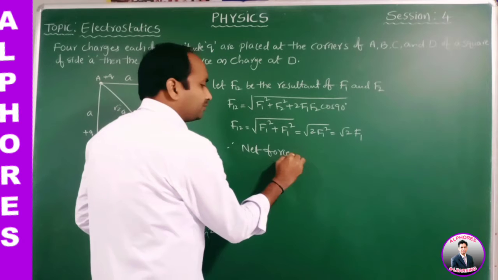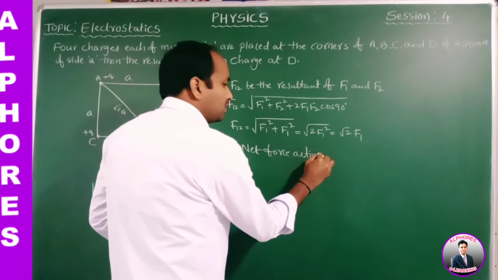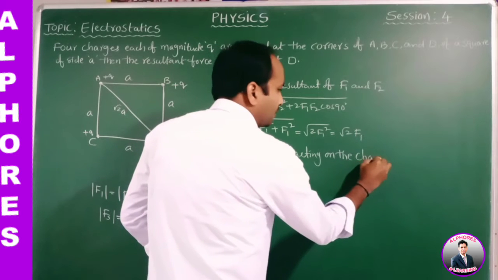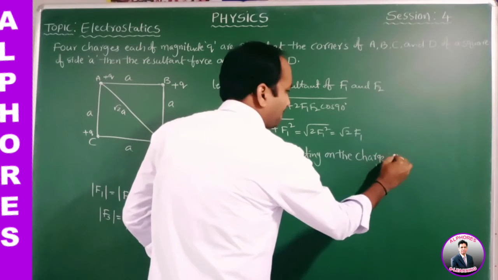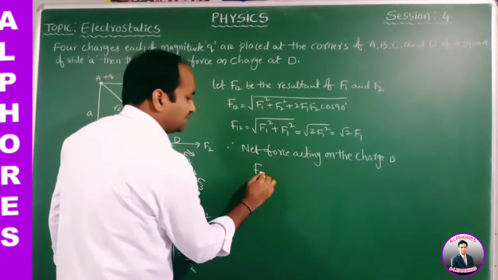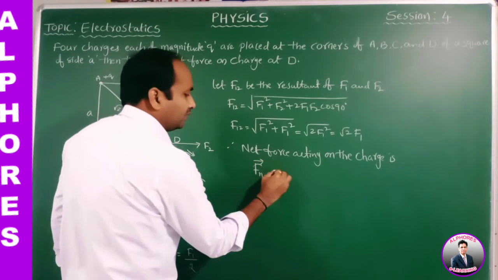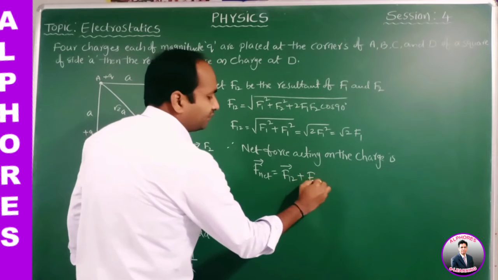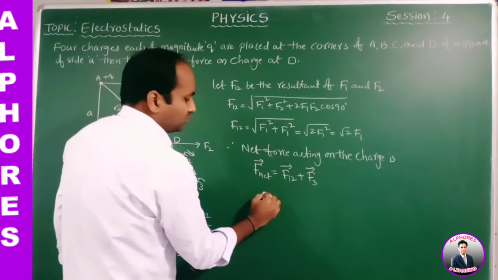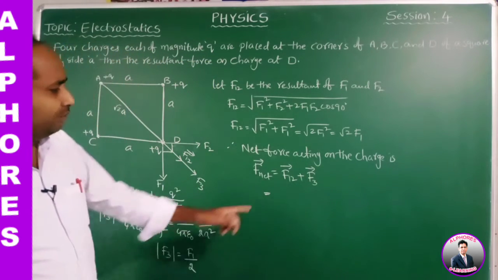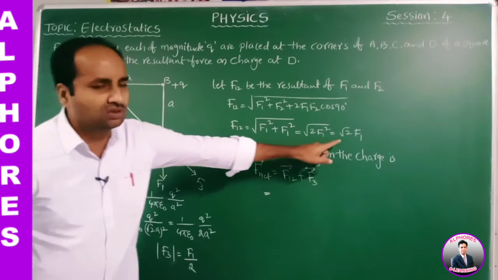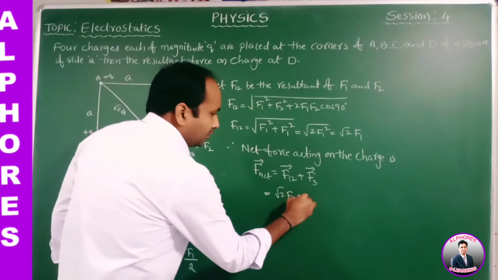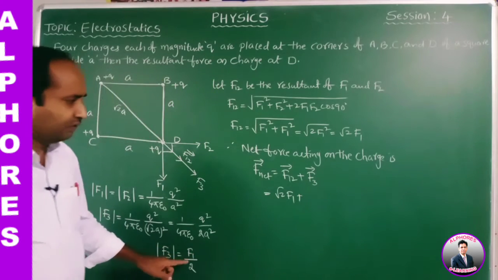Therefore the net force acting on the charge, F net, equals the vector sum of F12 plus F3. These are in the same direction. We may write the F12 value as root 2 F1, plus the F3 value, which is F1 by 2.